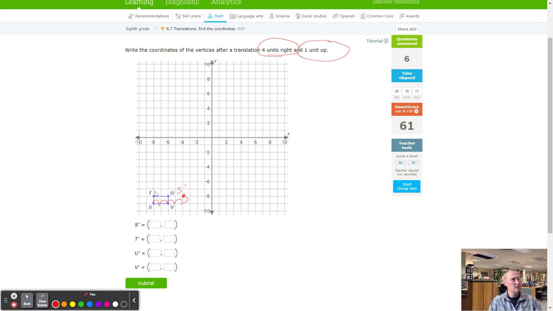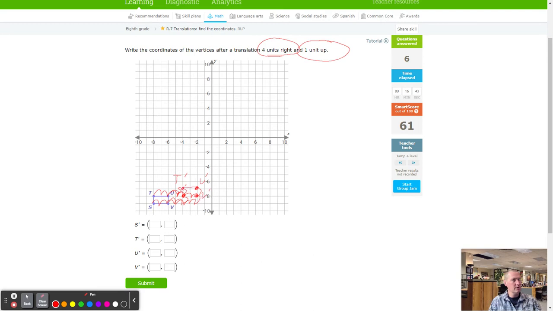T, 4 units right. 1, 2, 3, 4. Up 1, T prime. V, actually, let's go to U. 1, 2, 3, and 4. Up 1. So that's U prime. And V, count 4 to the right. 1, 2, 3, 4. Up 1. That's right there. So we got 1 unit up, and that's going to be V prime.